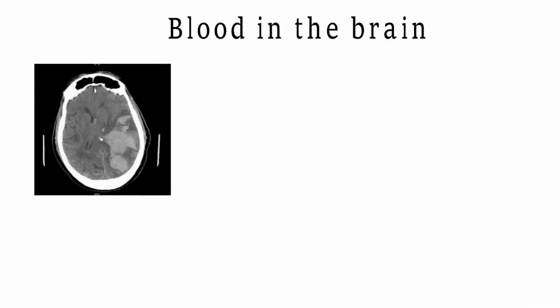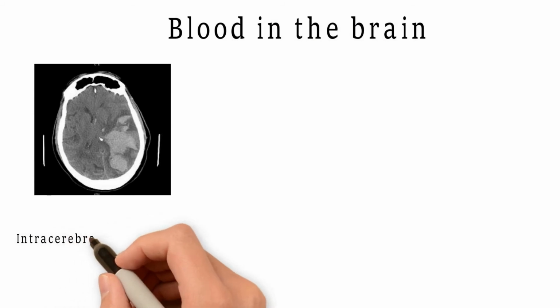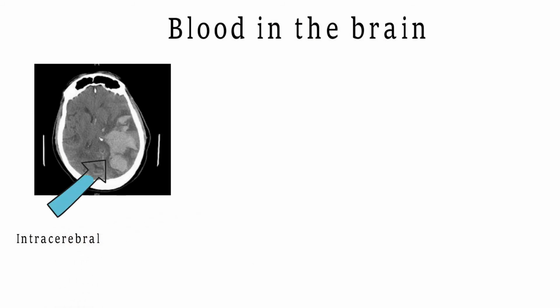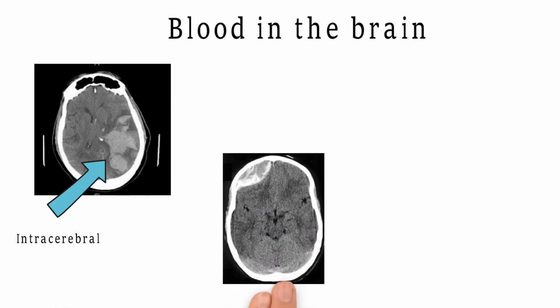This first scan shows a hemorrhage in the brain itself. This bleeding is from a ruptured blood vessel. The next scan shows bleeding that is trapped between the skull and the coverings of the brain. This is known as an epidural hematoma. The edges of the hematoma are rounded, showing the coverings of the brain are being stripped away from the skull.